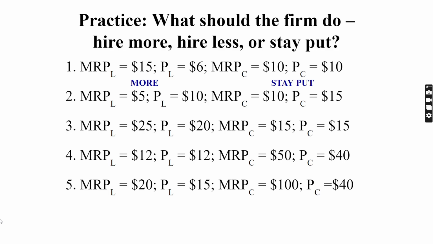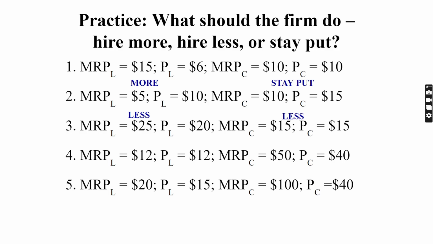We wouldn't hire any more. For the second question here, you would put 5 over 10 for labor, which gives you 0.5, and 0.5 is less than 1, so that means this firm would probably benefit from hiring less labor. However, on the other side, we would put 10 over 15, MRP divided by MRC, or price, and this gives us about 0.67, and that means this firm should probably also hire less capital.